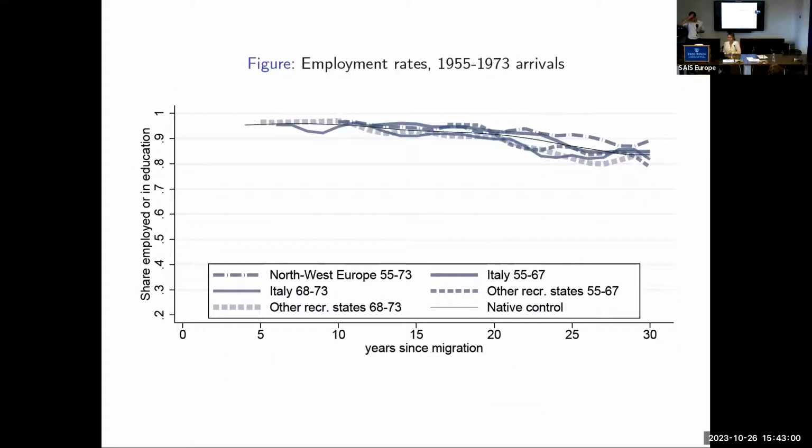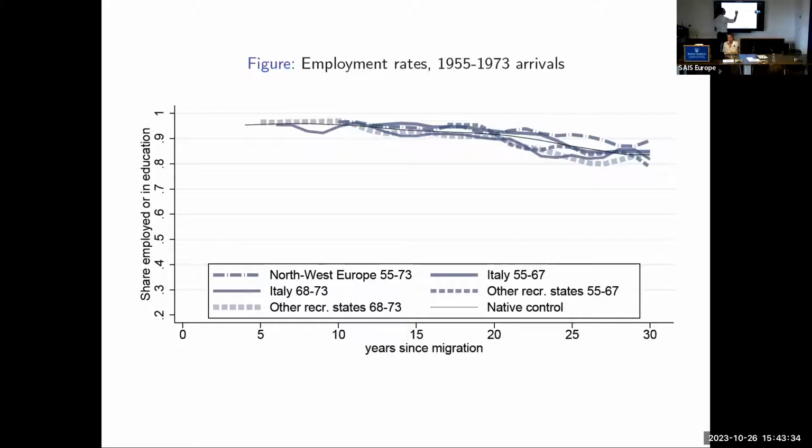So I want to show you how these integration profiles look. Here's an example for the arrivals of these so-called guest workers. For example, Italians are here, this would be this line. And we plot this by year since migration. So since when are these individuals in Germany? In this case, the very first years are missing because the data doesn't start in the 60s. It starts a little bit later. But you see the general pattern here.